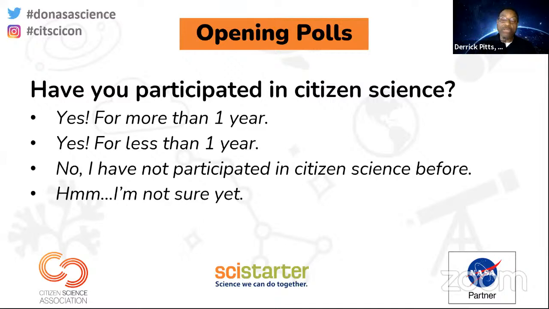We want you to participate in this great endeavor of the opportunity for you to work together with scientists to help come up with data that can help answer some really, really interesting questions in astronomy and space science. So that's really cool. Hey, here are the results of what we have so far. That's pretty evenly split. We have 36% who have been in for more than a year, 29% less than a year, and about 35% that have not participated in citizen science before. That's great. We're happy to have you on board. And we hope that while you're here at CitSciCon, you'll find some really, really great projects that you can get involved in. Fabulous. Okay, so let's jump right into the projects.